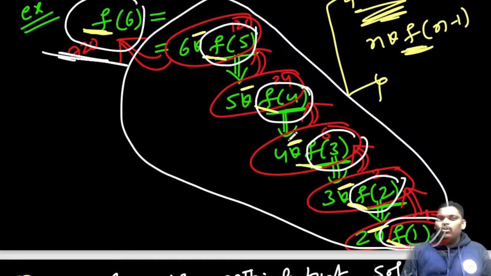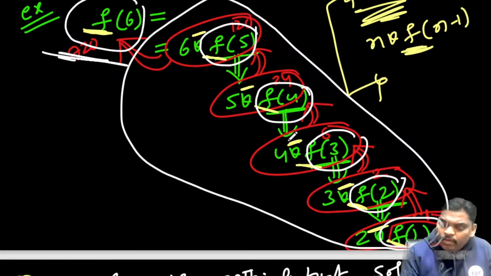If I want to calculate factorial of 6, including factorial of 6, how many? I think 6 function calls: 6, 5, 4, 3, 2, 1. So including factorial of 6, totally 6 function calls.